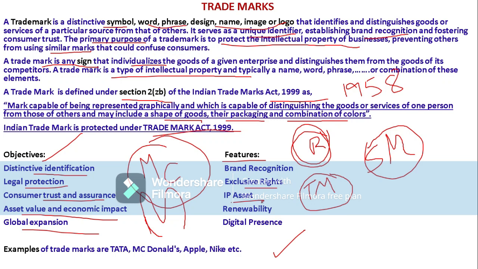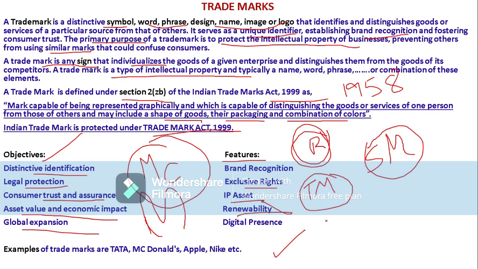Okay, so intellectual property, trademark, is considered an intellectual property asset. Why? Because its protection and enhancement increase the overall worth of the business, often representing a significant portion of intangible assets. Okay, so now renewability. Renewability means trademarks can be renewed indefinitely, provided they are consistently used and maintained.